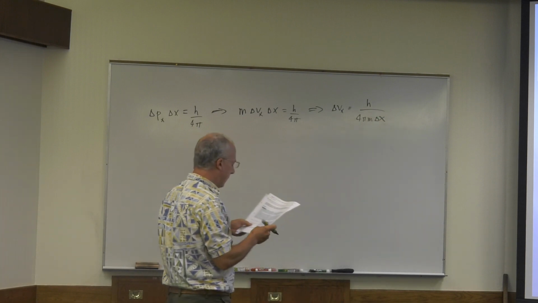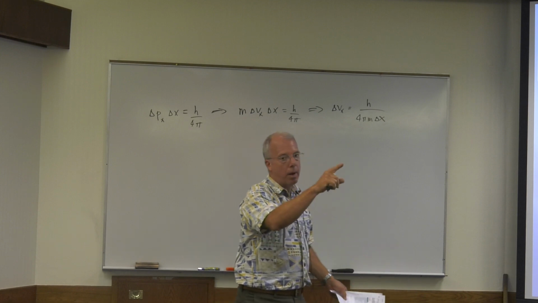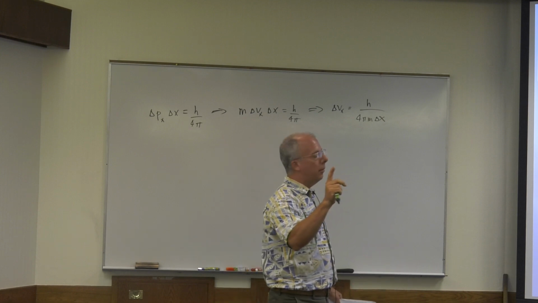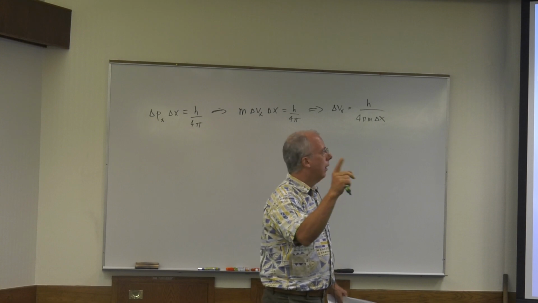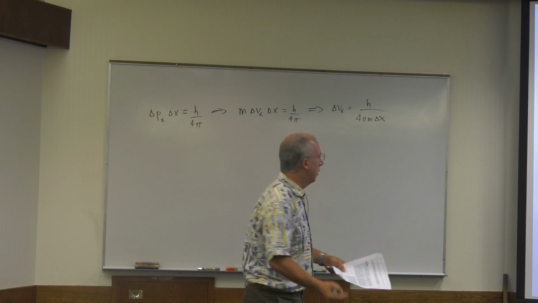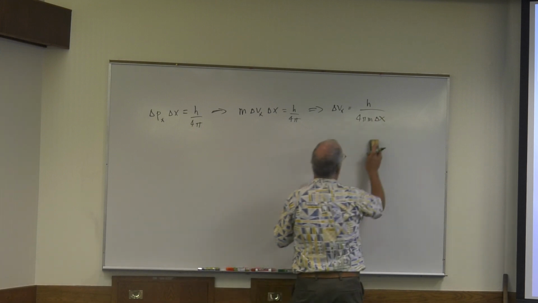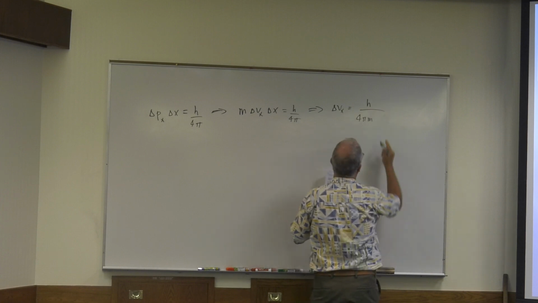Okay, now, what's delta x? All we know is the dust particle is confined within the box. It's somewhere in the box, so delta x is just the length of the box. I'm just going to replace this with an L, because it's certainly somewhere within the box.